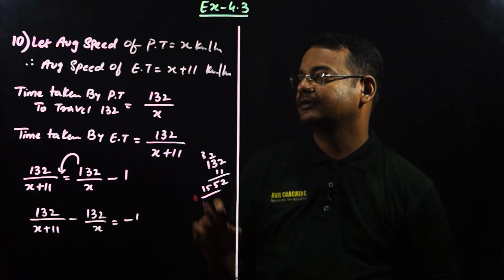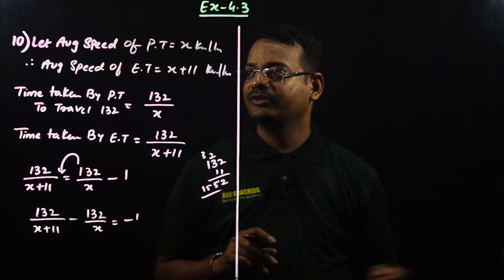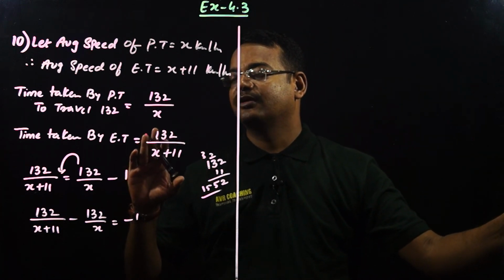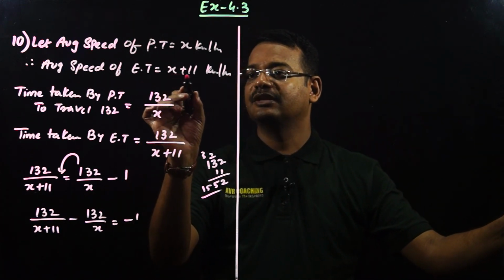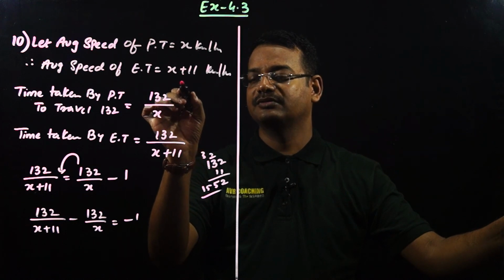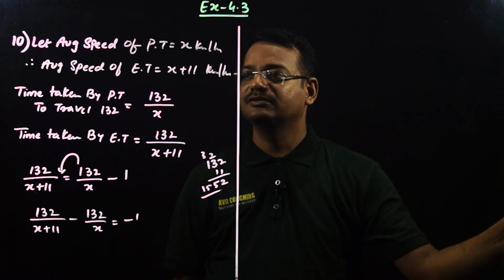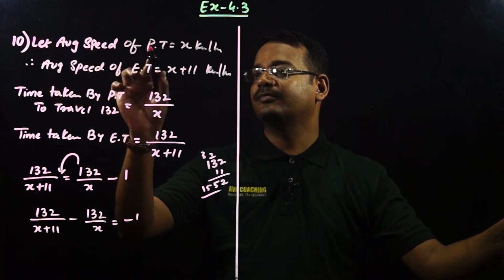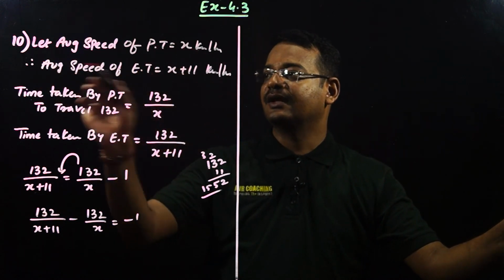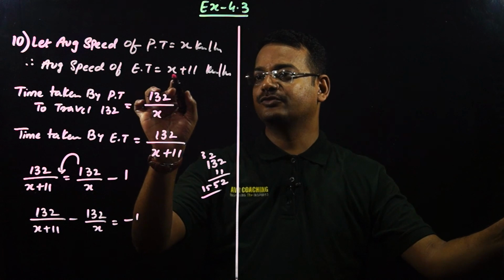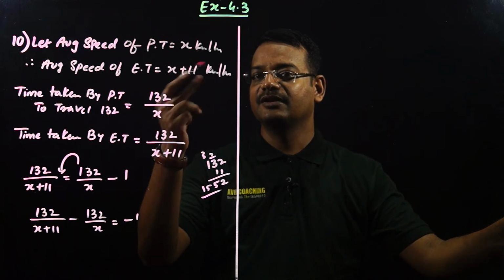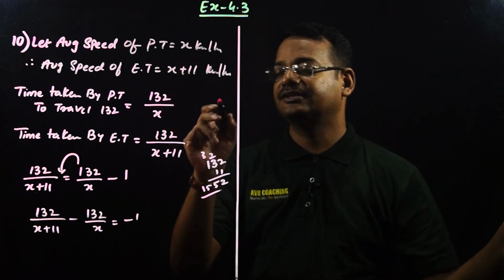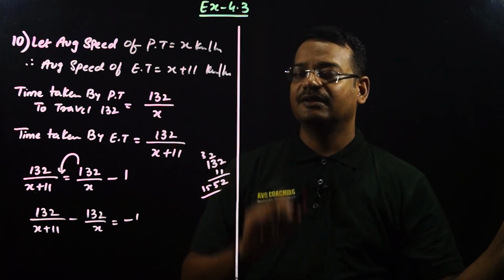Now we have the 10th problem of exercise 4.3 where it is given that the average speed of the express train is 11 kilometers more than the average speed of the passenger train. So we will write, let the average speed of the passenger train be x and the average speed of the express train be x plus 11, because it is traveling at a speed of 11 kilometers more than the passenger train.